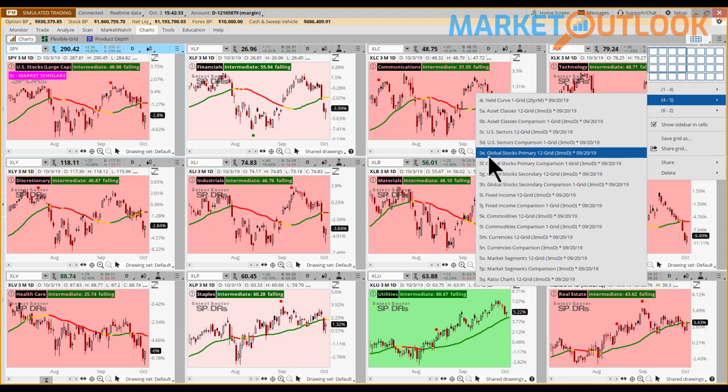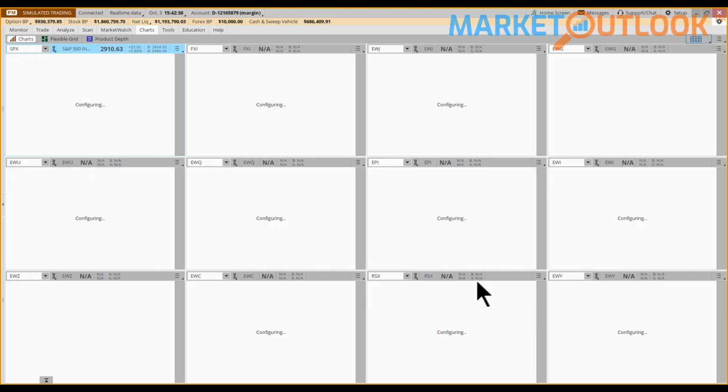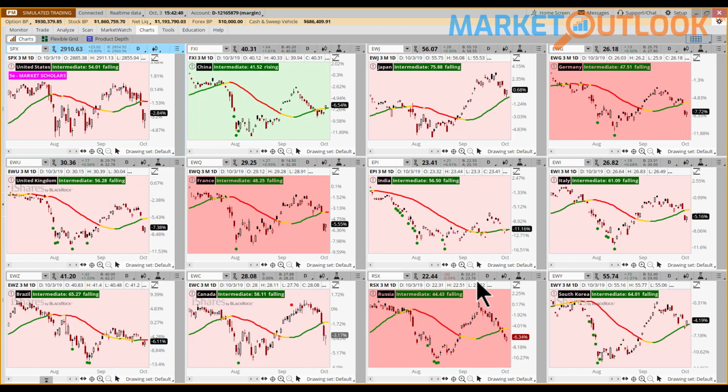Let's take a look at chart 5E, which is the global stocks primary 12 grid. As we pull this up, you can see that it looks quite a bit like what we've been experiencing in the United States. In other words, more selling than buying here recently. However, there is one notable exception, and it's probably the most controversial of these particular 12 markets, and that is China. China, of course, is in the news nearly every single day, given some of the trade war worries and different things like that.